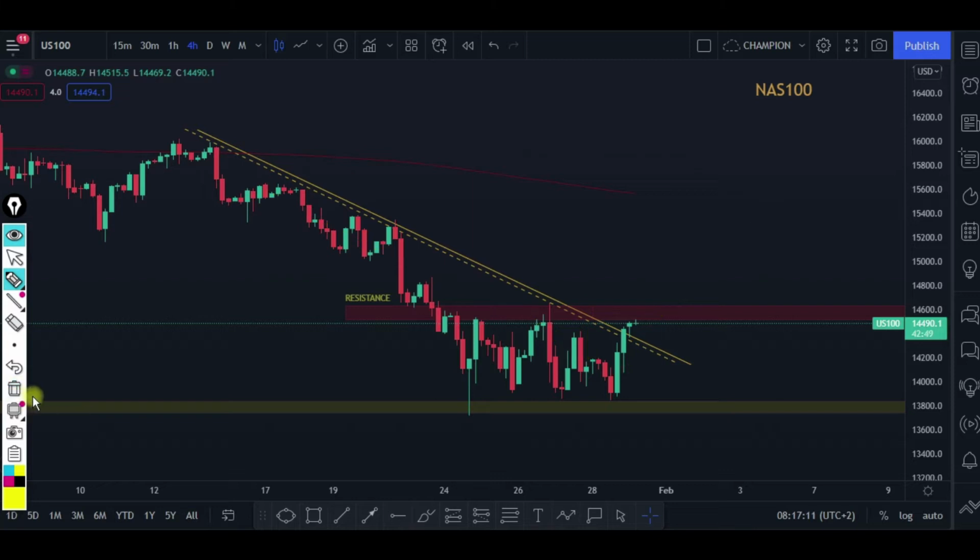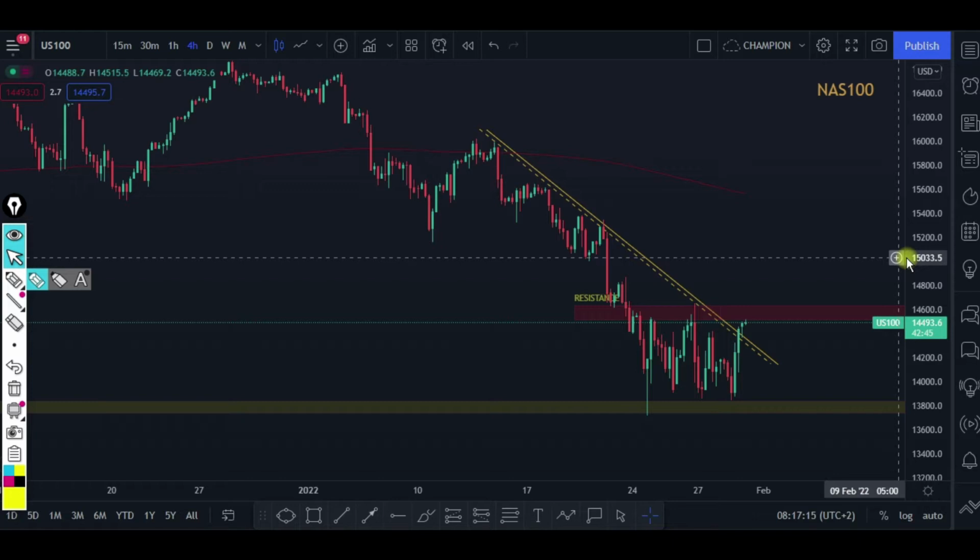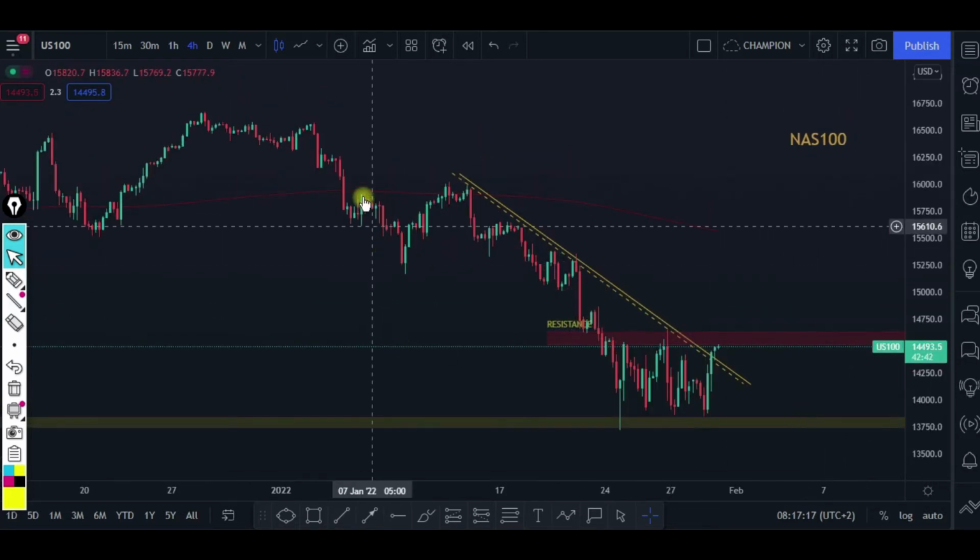The market has been very bearish in previous days. As we can see, the market has been very bearish.